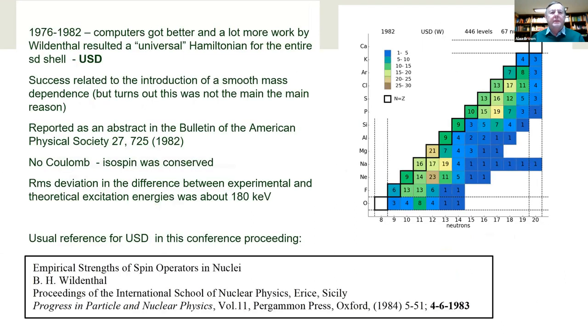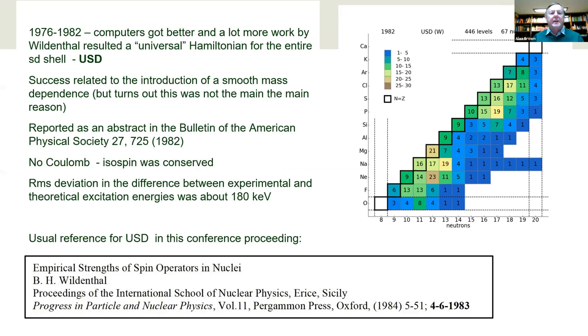But then from 1976 to 1982, computers got better, and a lot more work was done by Wildenthal, and he eventually added a lot more data. You could finally calculate your silicon-28, and you could derive a universal Hamiltonian for the entire SD shell, and that's where the word USD comes from. The success at that time was related to the introduction of a smooth mass dependence of the two-body matrix elements, but it turns out that this is only part of the reason. The main reason is that it just took more work to develop what the changes were.